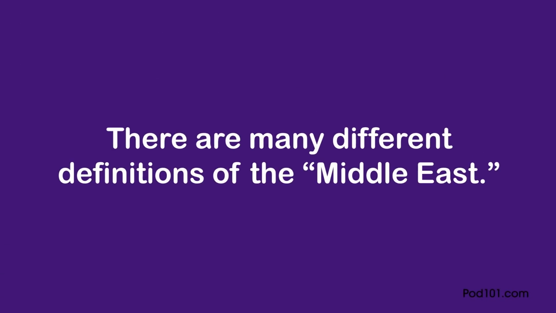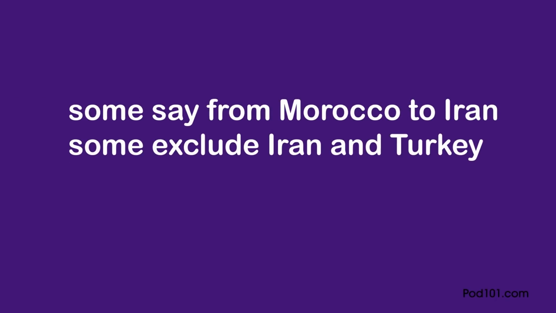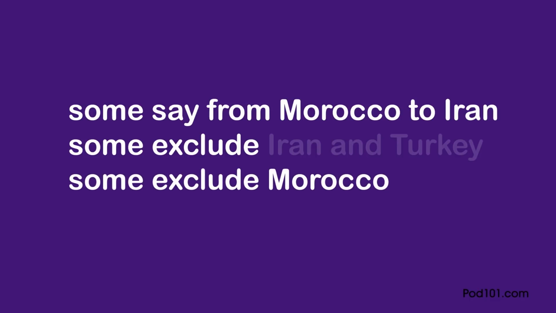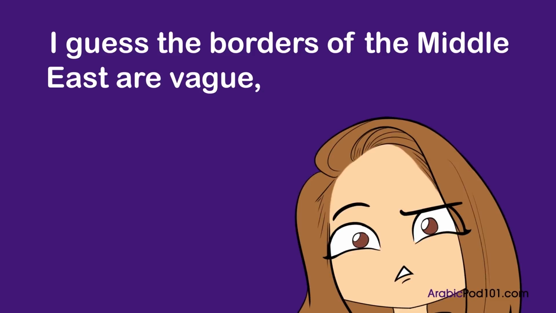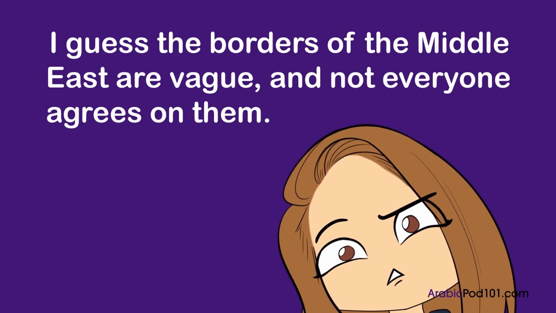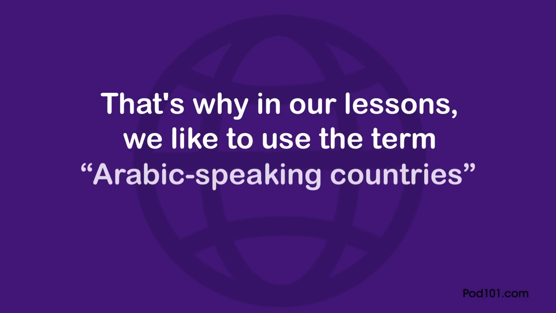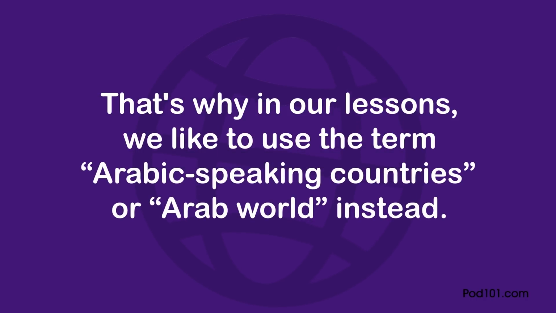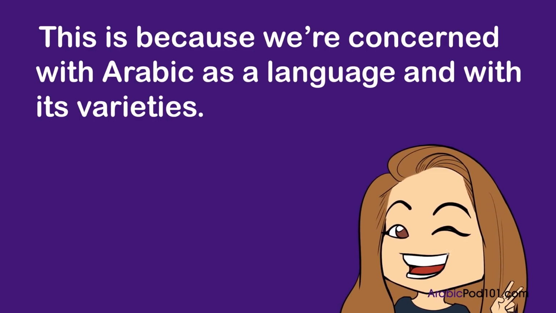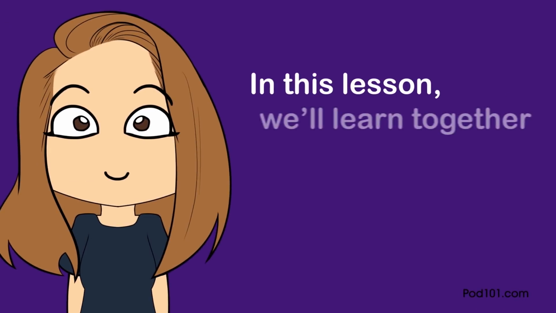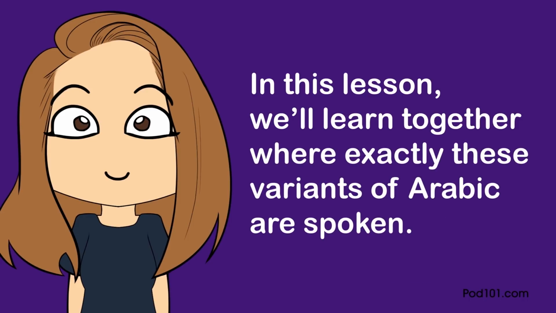There are many different definitions of the Middle East. Some say from Morocco to Iran, some exclude Iran and Turkey, some exclude Morocco, and some even exclude North Africa. I guess the borders of the Middle East are vague, and not everyone agrees on them. That's why in our lessons we like to use the term Arabic-speaking countries or Arab world instead. That's because we're concerned with Arabic as a language and with its varieties. In this lesson, we will learn together where exactly these variants of Arabic are spoken.